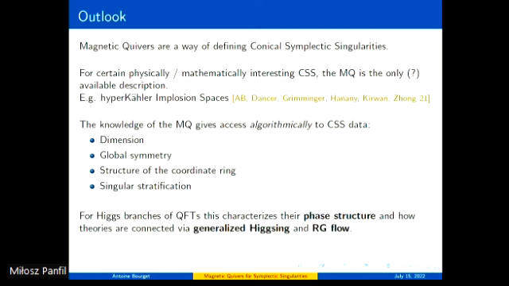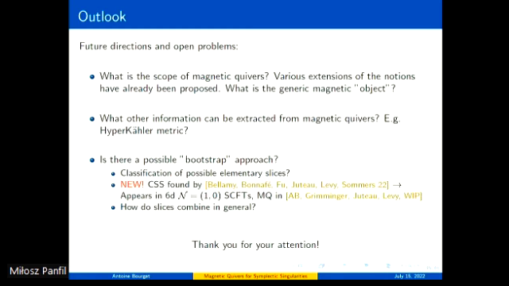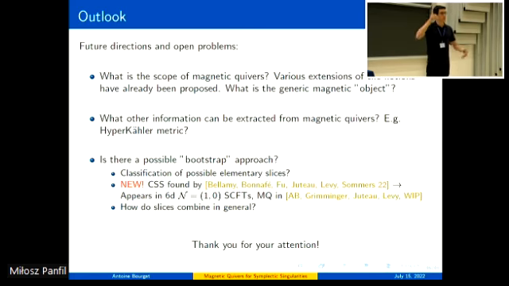And for physics, this is particularly interesting because this singular stratification corresponds to the phase structure. And I didn't describe this in this talk, but we can also use these quivers to understand how the theories are connected via RG flow, for instance. So, a list of future directions and open problems. What is the scope of this?